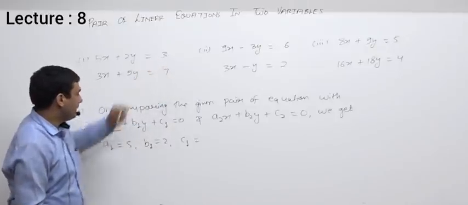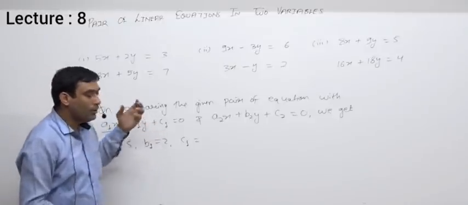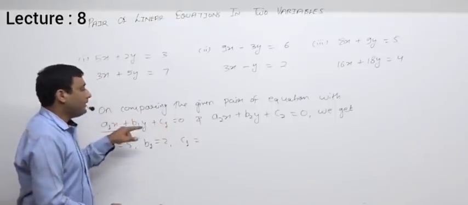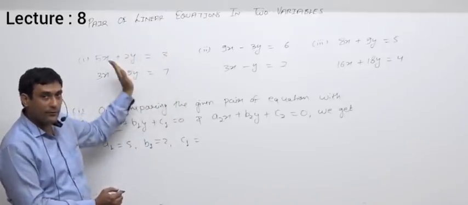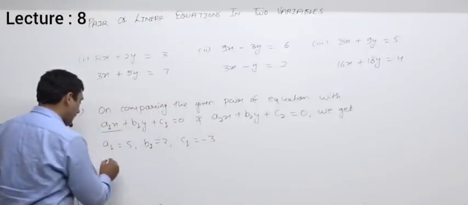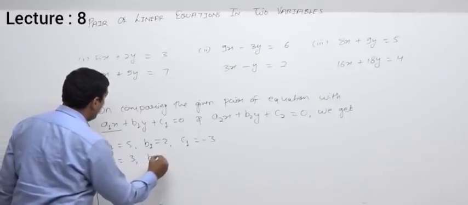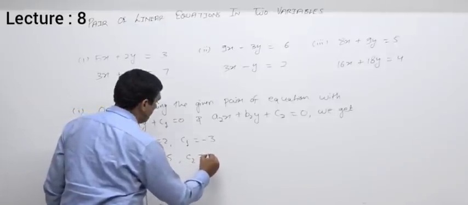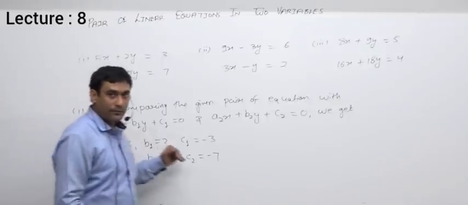Actually it should be minus 3, because I am comparing this equation with a1x plus b1y plus c1 equal to 0. It means here I am taking the constant term on the left side of the equation, not on the right side. So here the 3 is on the right hand side, so when I take it to the left hand side it will become minus 3. So c1 is equal to minus 3. Similarly, I can write a2 is equal to 3, b2 is equal to 5 and c2 is equal to 7. Okay, here I got the values of a1, b1, c1, a2, b2, c2.